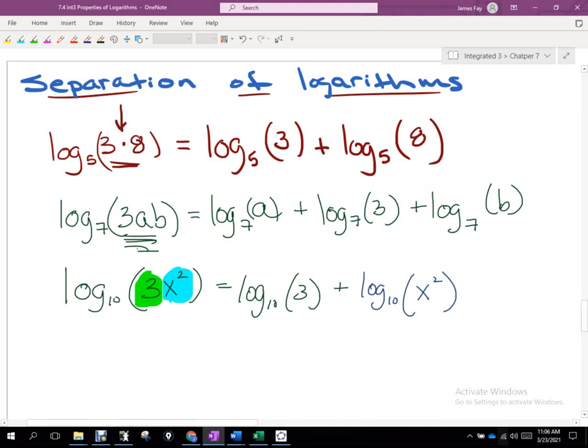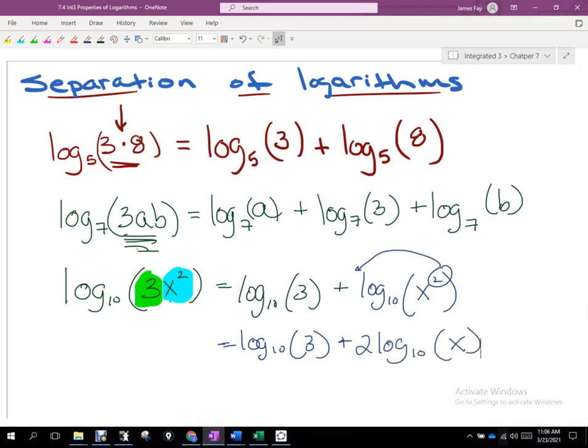Now, Maya, what'd you do with that power of 2 on that x? You put it in front of the log, okay? We had that property that said exponents need to come out in front. So this gives you log base 10 of 3 plus 2 log 10 of x, okay?